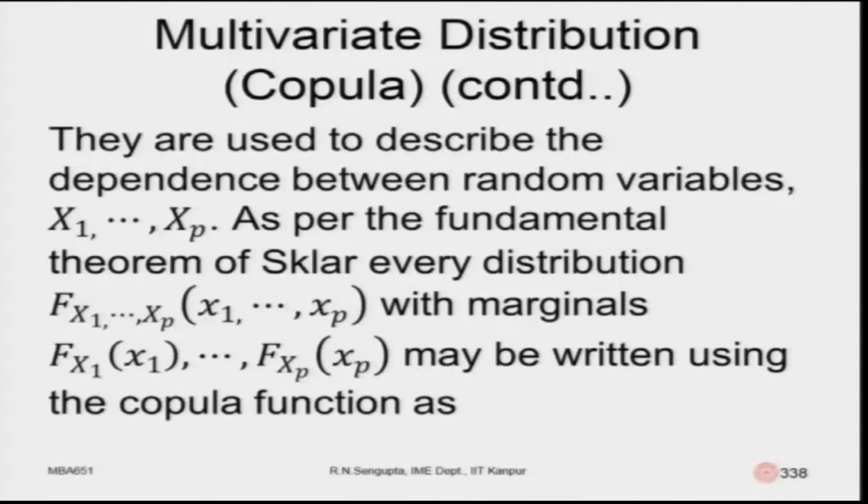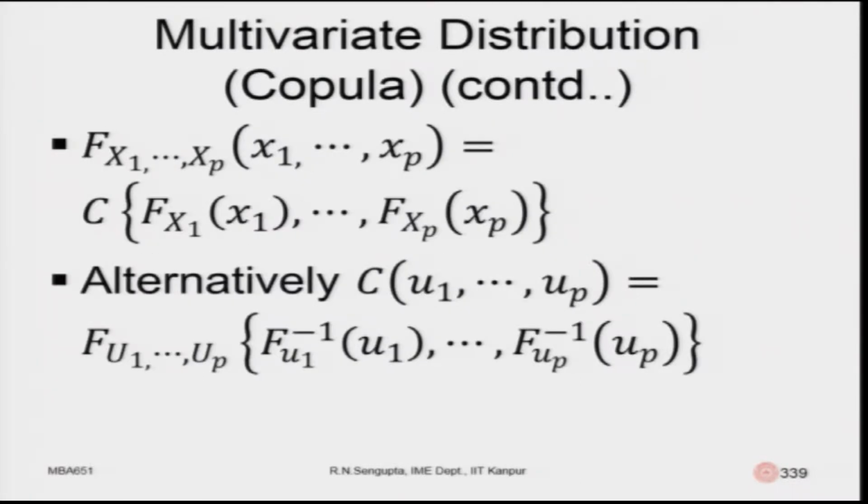Now, these Copula functions are used to describe dependency between random variables x1 to xp. As per the fundamental theorem of Sklar, every joint distribution with marginals Fx1 to Fxp may be written using the Copula function. So, this is the Copula function which I just mentioned. You have the joint distribution of x1 to xp that is equal to the Copula function of the marginals.